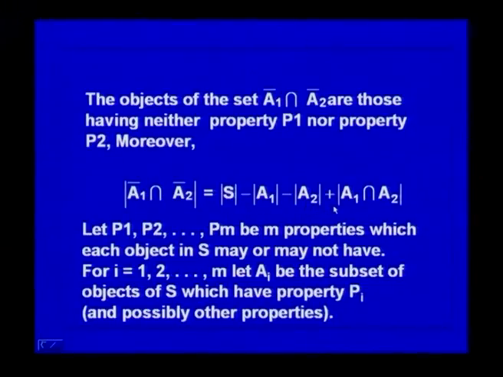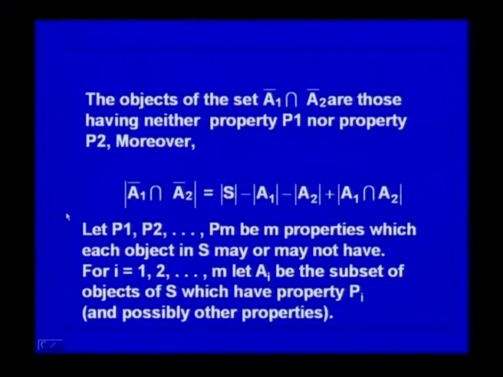But since you have considered the intersection, you have subtracted the intersection twice, so you have to add plus A1 intersection A2. For example, here A1 is the number of people who know Tamil, and A2 is the number of people who know English. Then from the whole set you have to subtract the number of people who know Tamil and the number of people who know English, but you have to add the number of people who know both English and Tamil, and that will give you the number of people who do not know either Tamil or English in that example.